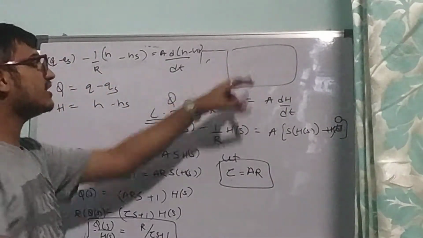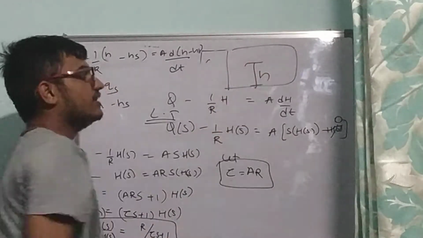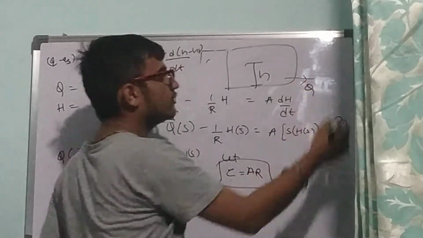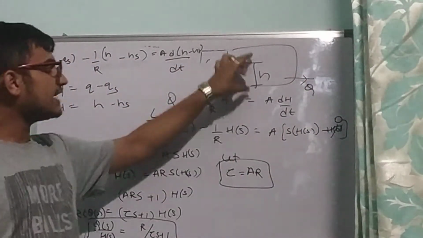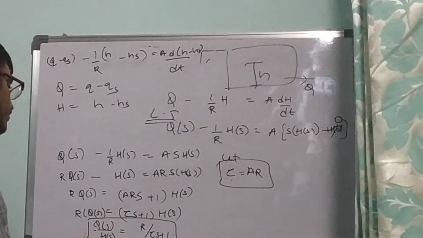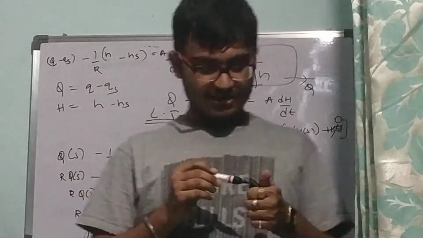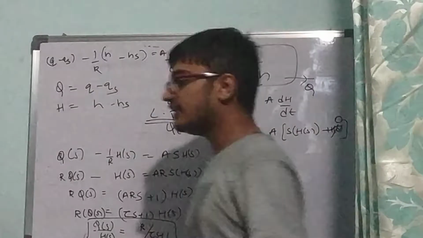So your input is your height. Means you are filling it to a certain height. Your output is what? The flow rate. So at a certain height, this is your flow rate. This will give you the relation between height and flow rate. Okay. So this is the derivation for the liquid level system.